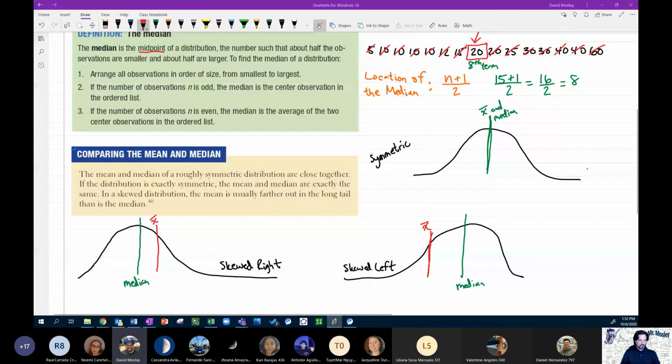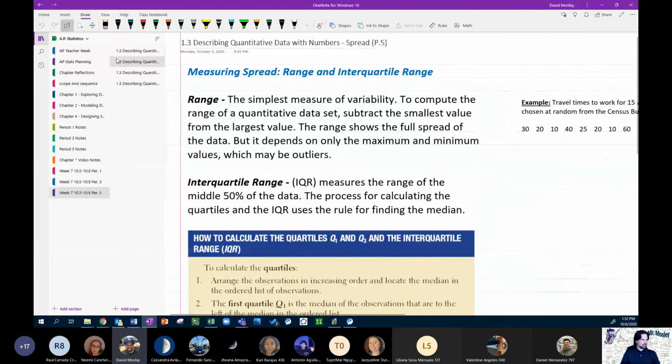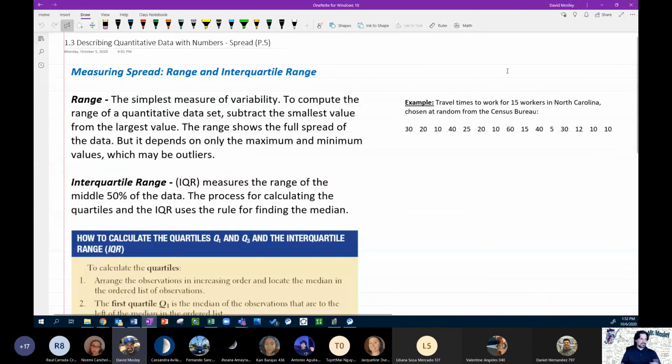All right, so here we go. Next, we're going to be talking about spread, specifically the range and interquartile range. Our range is the simplest measure of variability. And variability is essentially another word for spread. We're talking about how varied our data is, how spread out it is. So it's another word that could be used to ask about the spread.